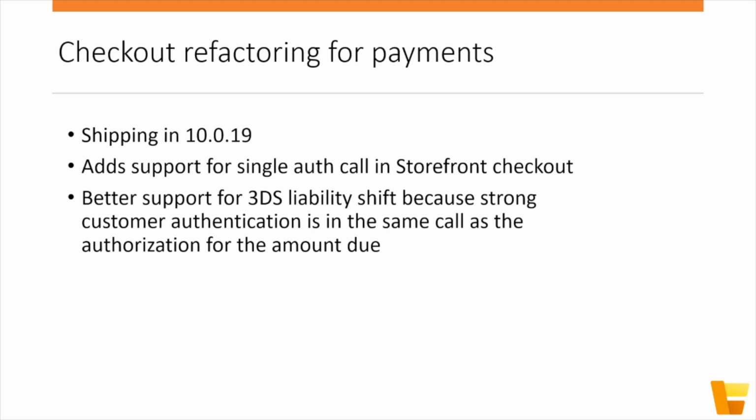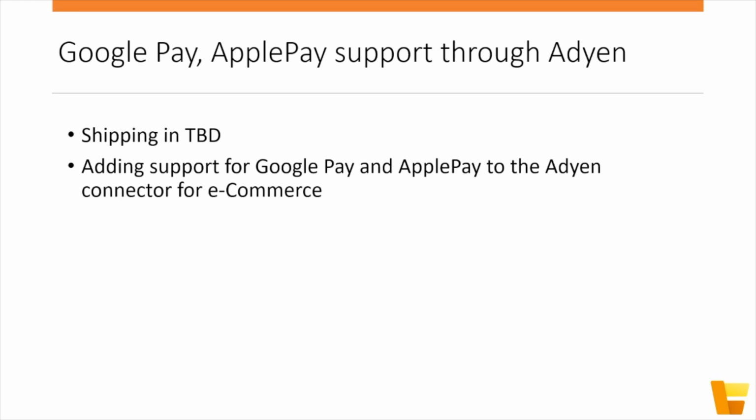And that just means better 3DS support. So the liability shift will be very apparent to the merchants to see that yes, 3DS was used, and a lot of processors require this to be done in a single call. So that's coming out in 10.0.19. Google Pay and Apple Pay support through Adyen, that's shipping very soon. We don't have a monthly update specified yet, but this is our top next priority from a feature standpoint.